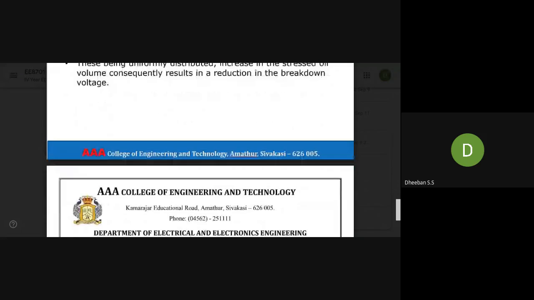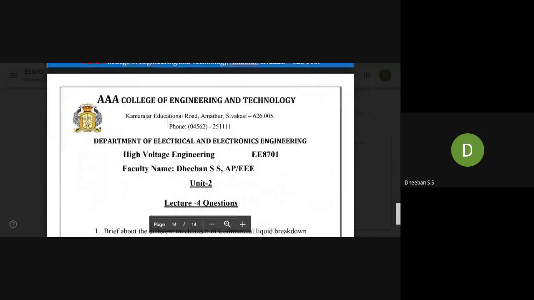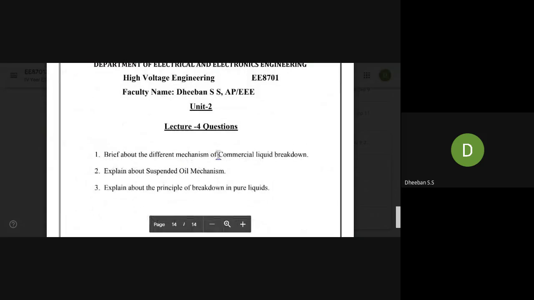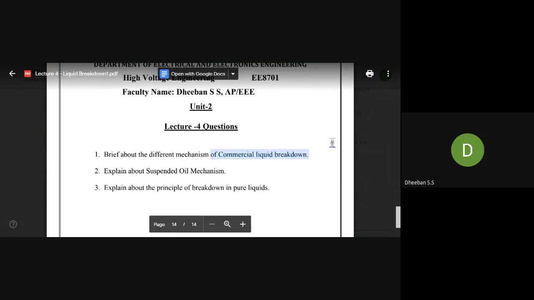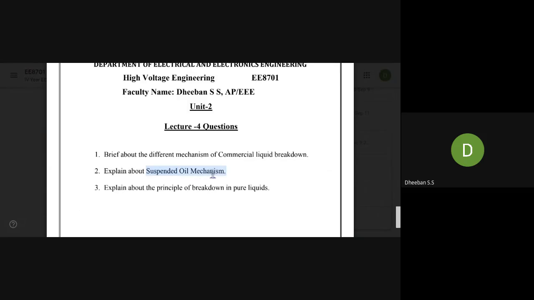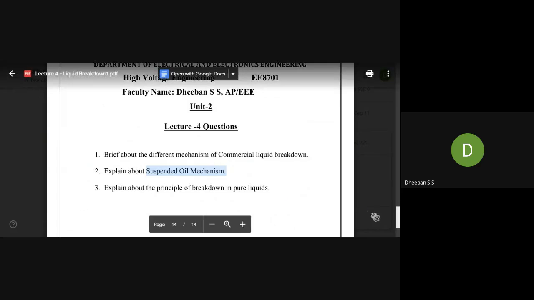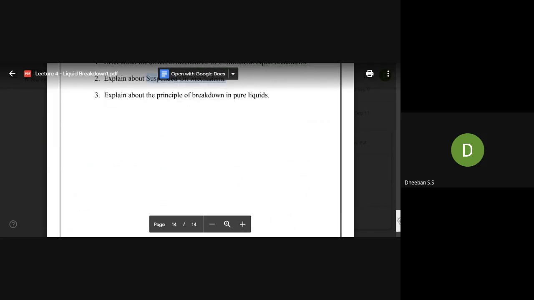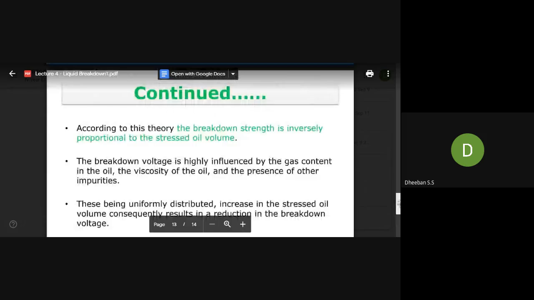So the possible question over here is that they might be asking about the different mechanisms of commercial liquid breakdown. The second thing is that they might be going for the stressed oil volume mechanism. This is an important question. They might be asking it separately in the 8 mark questions. So that's all.